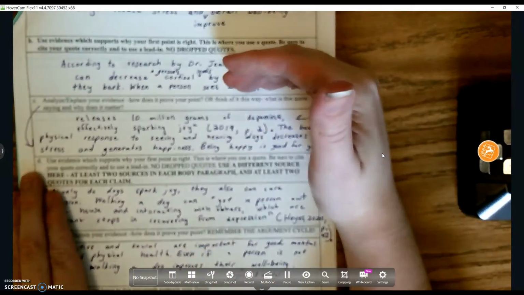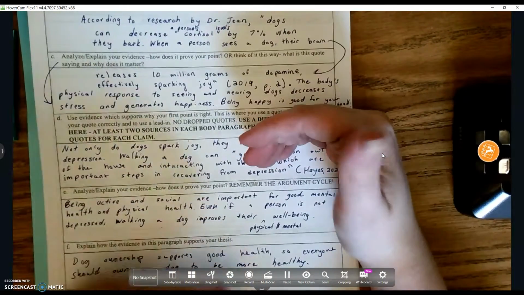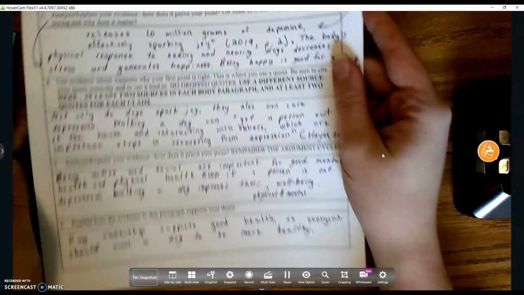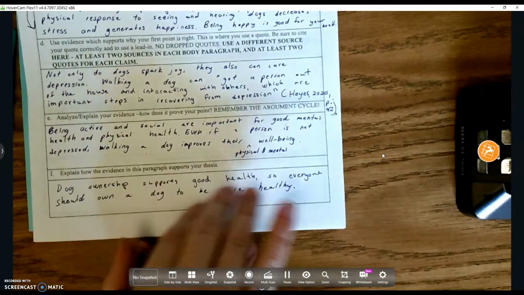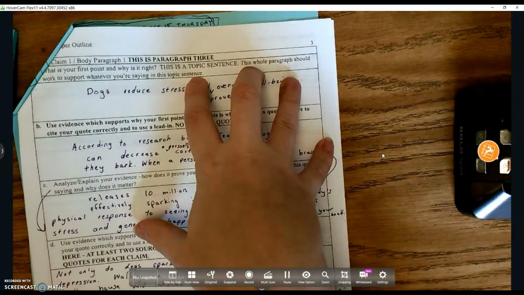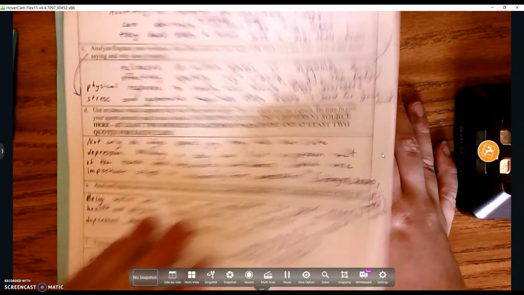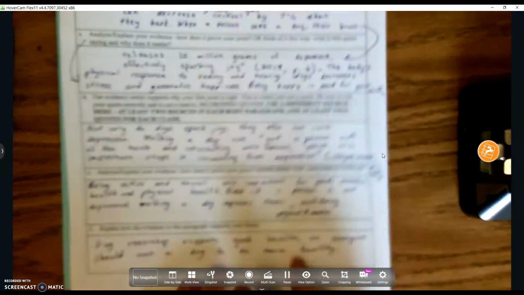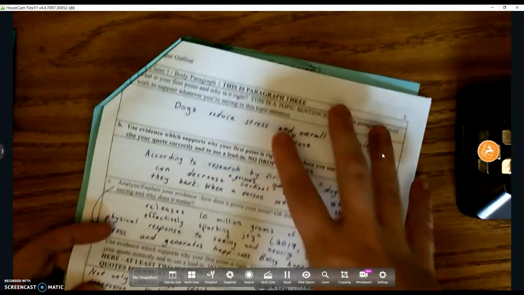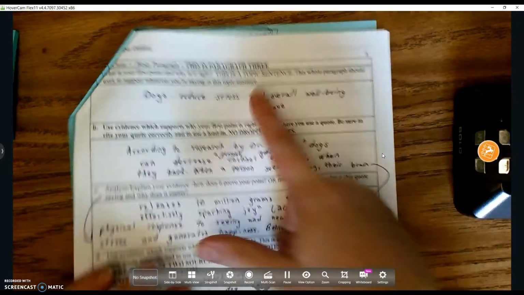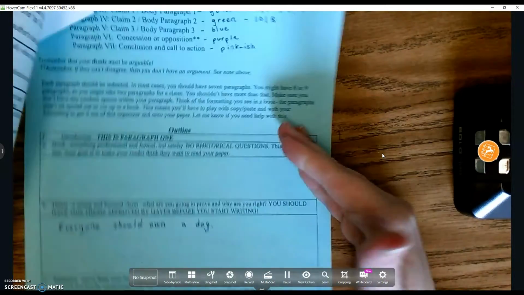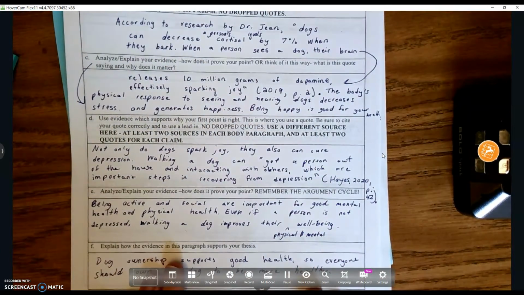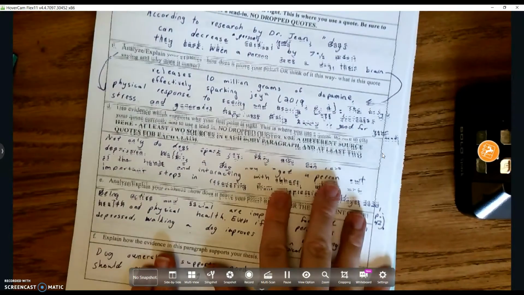Okay, so I've taken some evidence, I've explained why the evidence matters, how it supports my thesis. Now I need to show how this topic sentence connects back to my thesis. Remember, my thesis is that everyone should own a dog. Dog ownership supports good health, so everyone should own a dog to be more healthy. So see, I just connected the big idea back to my thesis. So that's one complete body paragraph right here.